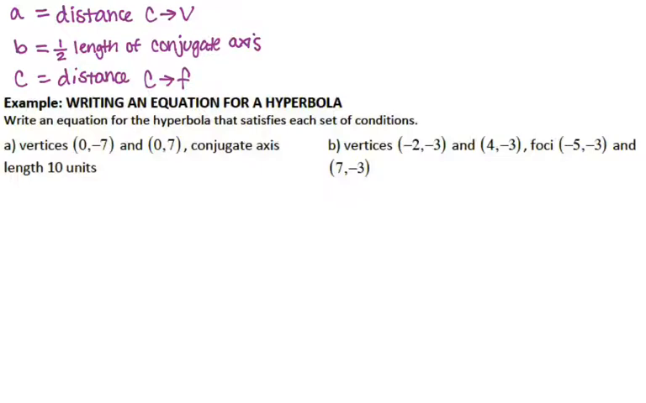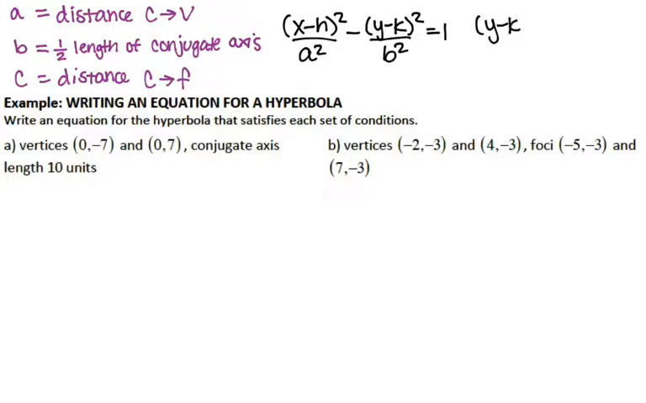Now, when we are looking at hyperbolas, there are two standard form equations. You could have x minus h quantity squared over a squared, minus y minus k quantity squared over b squared, equals 1. That's definitely not supposed to be a plus, that should be a minus. That equation is for hyperbolas that open to the left or to the right. And then we also have y minus k squared over a squared, minus x minus h squared over b squared, equals 1. That will be for hyperbolas that open up and down.